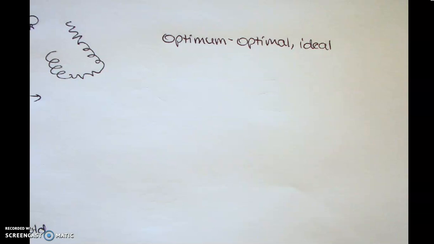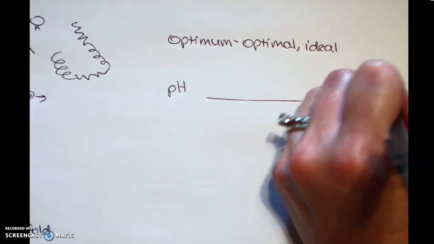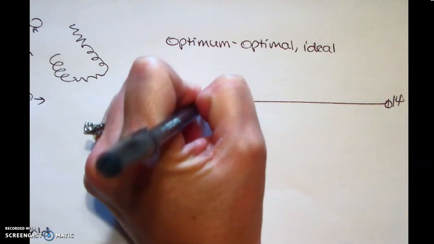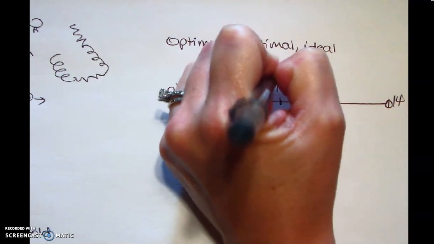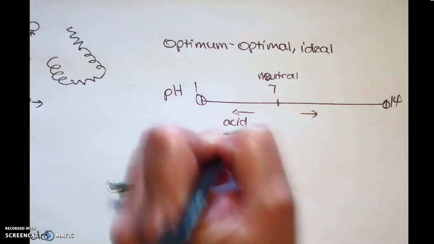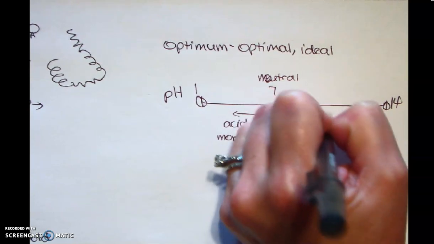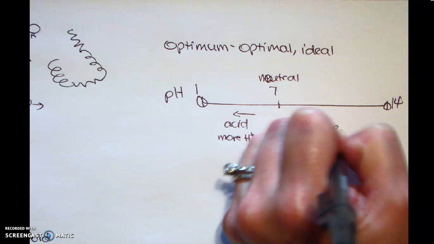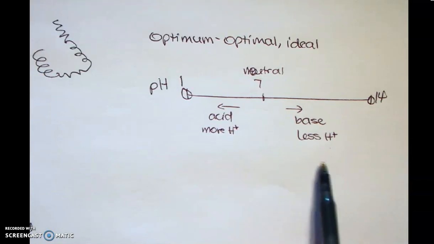And so that's the first 3 learning targets. The next is I can explain how pH can affect enzyme function. So, with the pH scale, you have 14 as the top, you have 1 as the bottom, and 7 is the middle, which is neutral. Anything below 7 is considered an acid. It has more hydrogen ions. Anything above 7 is a base, and it has fewer hydrogen ions. And I believe bases have more hydroxide ions, if I'm remembering correctly.